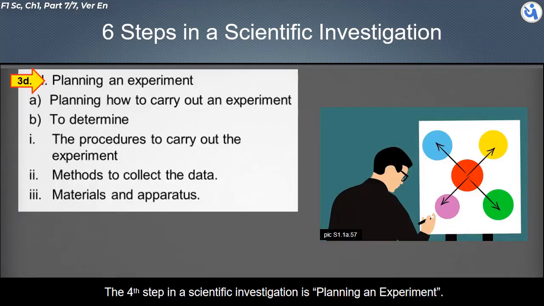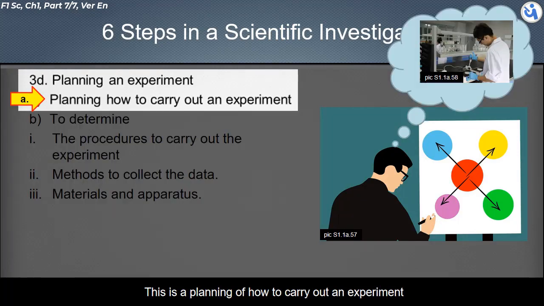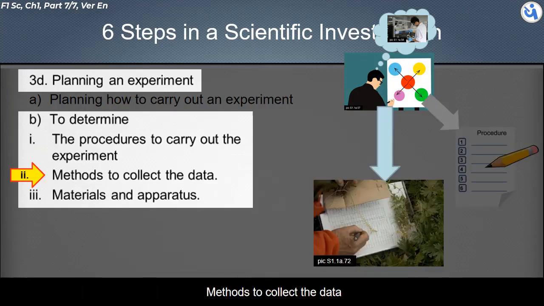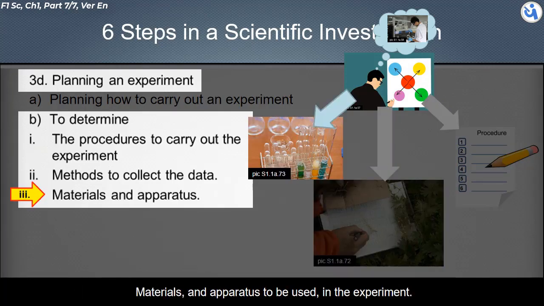The fourth step in a scientific investigation is planning an experiment. This is planning how to carry out an experiment. The planning includes determining the procedures to carry out the experiment, the methods to collect the data, and the materials and apparatus to be used in the experiment.